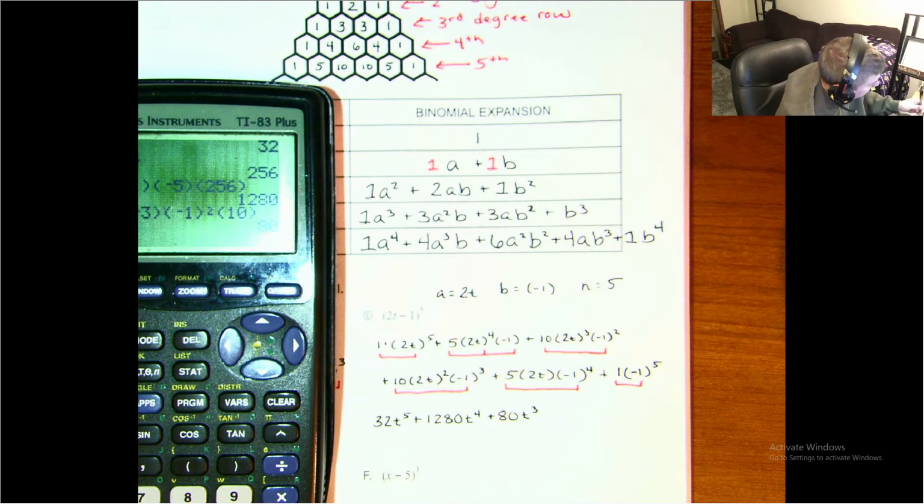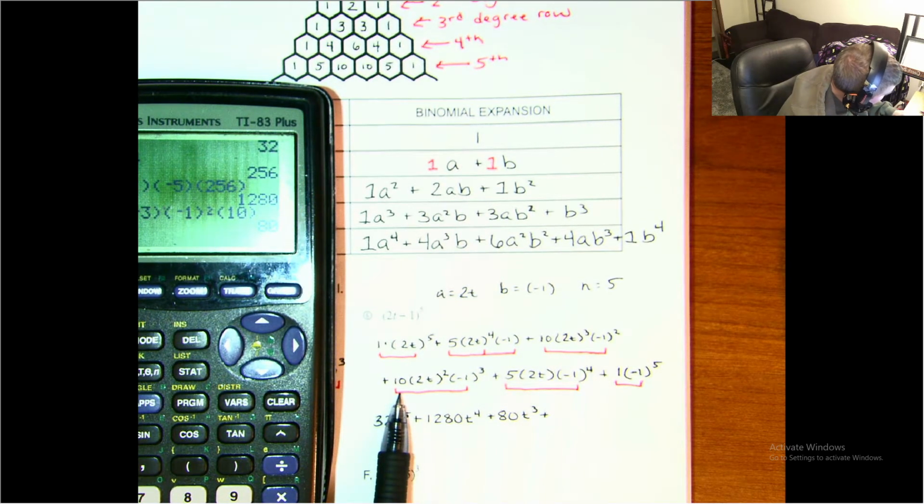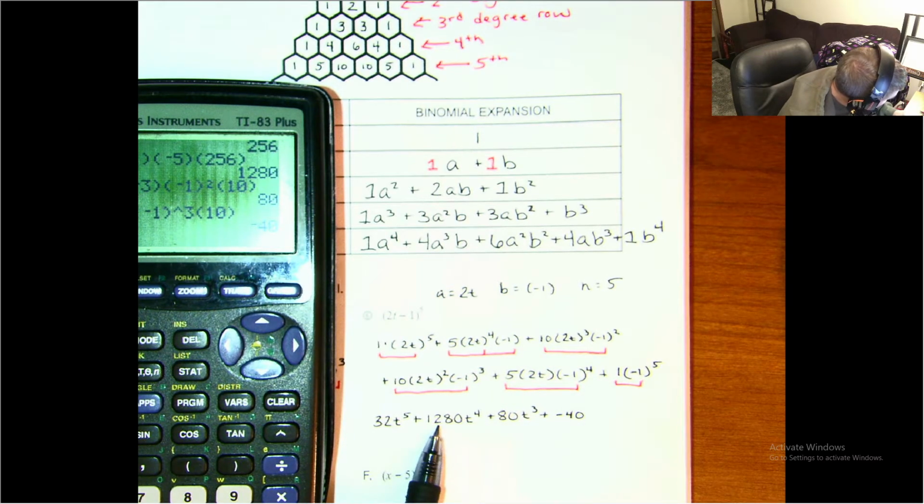Okay, and then here we have 2 squared, so we go 2 squared times negative 1 to the third power times 10. Negative 40. I believe this needed to be negative. We'll go back and double check this cell here. Okay, negative 40 t squared.